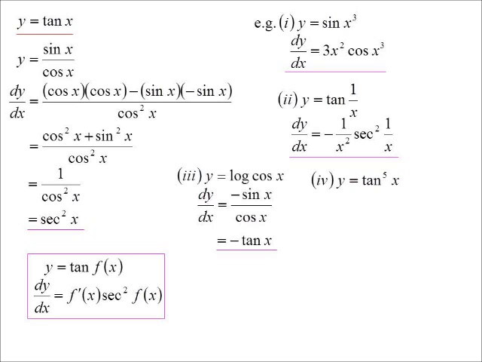Tan x all to the power of 5. Remember, with trig, we don't use parentheses. We put the power next to the actual trig ratio itself. So this is tan x all to the power of 5. So it's the chain rule we have to use. Bring down the power, the 5. Lower the power, it's now tan to the power of 4. Diff the inside. So tan x is the function that's inside the parentheses, although we haven't got parentheses there. Differentiate tan x. You get sec squared x. So we have 5 tan to the power of 4x times sec squared x.